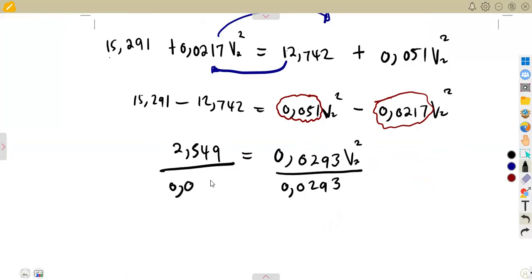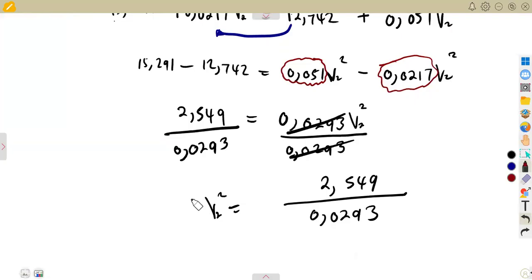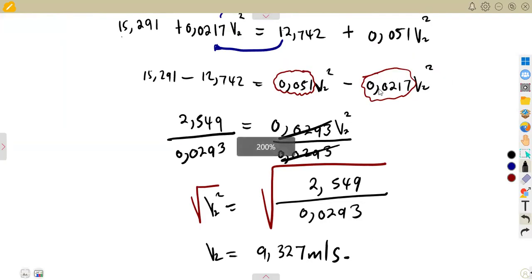Divide by 0,0293. So this will cancel, and you've got V2 squared, which is this. So this is 2,549, everything over what? 0,0293. So with this, now we can introduce the square root. We are left with a single term on one side of the equation. So that will be the square root this side, the square root this side. V2 is going to give us 9,327 meters per second. So this is due to the rounding off. We cannot have maybe exactly the same value, but you're supposed to have an approximate of this.